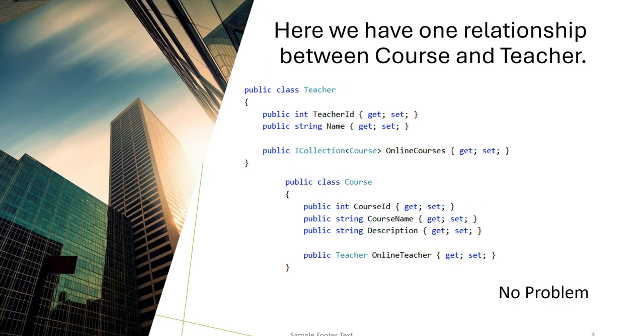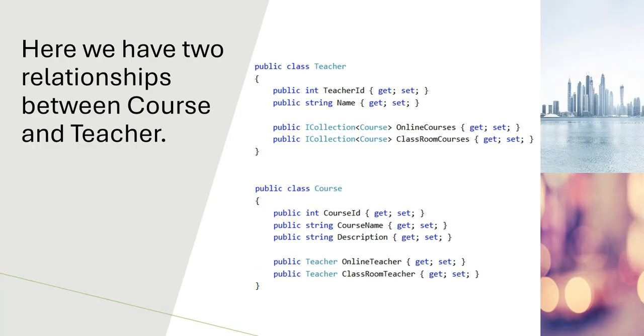So let's just think of an example here. Very simple thing here, one relationship between course and teacher. So basically, a course is taught by a teacher. A teacher will have a collection of courses that they teach. Maybe it's all online courses, and as simple as that. Very typical thing, no problem. We've done it many times. Okay. What about if we have two relationships between course and teacher? Maybe online courses and classroom courses. Well, you could start modifying the model and coming up with something like this.